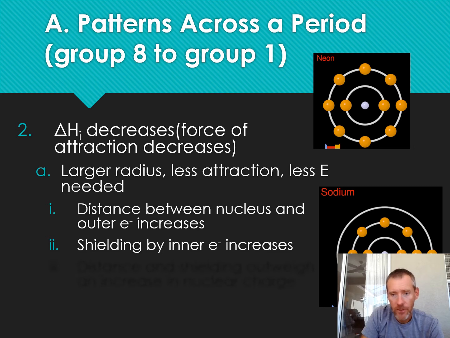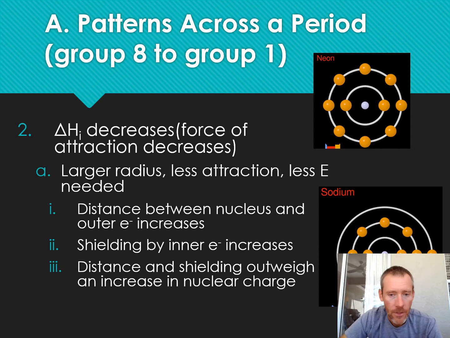There's a shield kind of blocking the energy to get that outer electron, where in neon there's no such energy level, so there's less shielding compared to sodium. And distance and shielding outweigh the increase in the proton charge. So there's a lot more going on to allow less energy to pull that electron than just a proton increase.